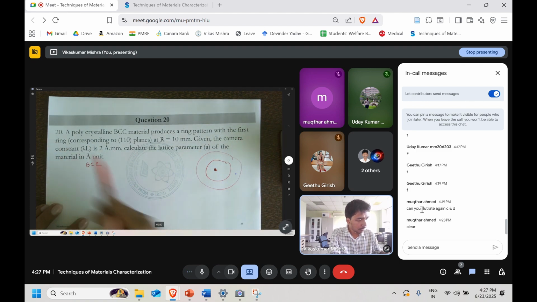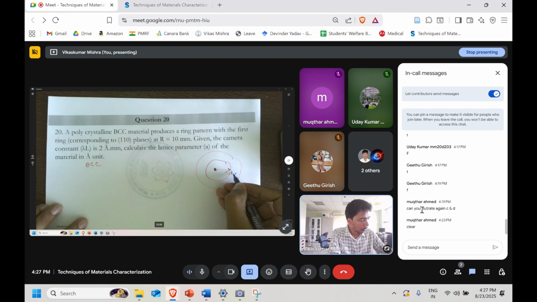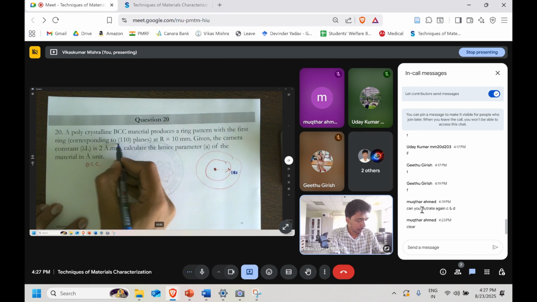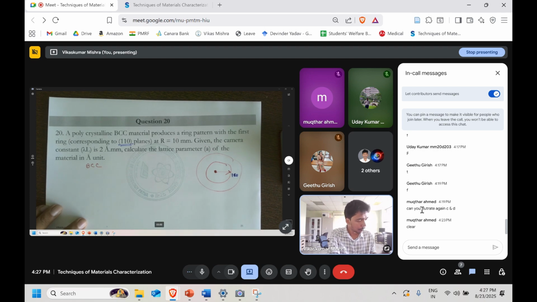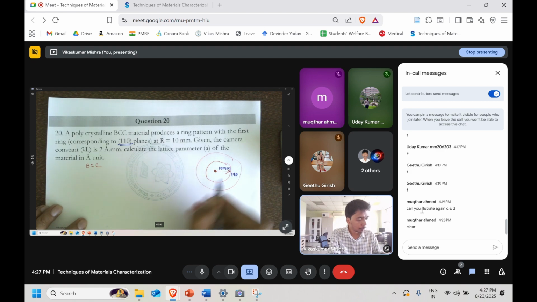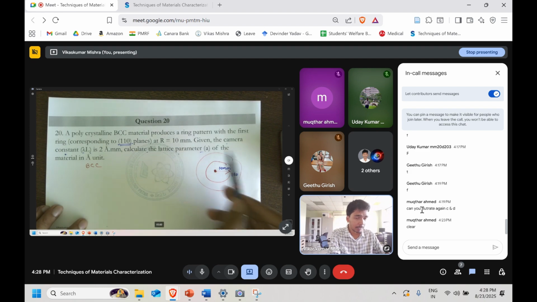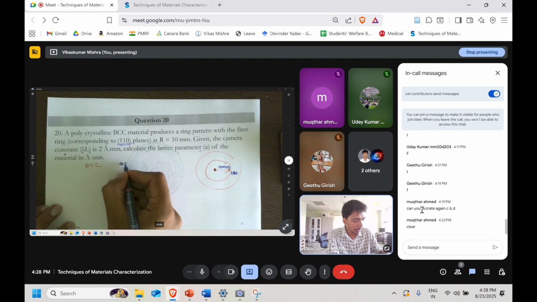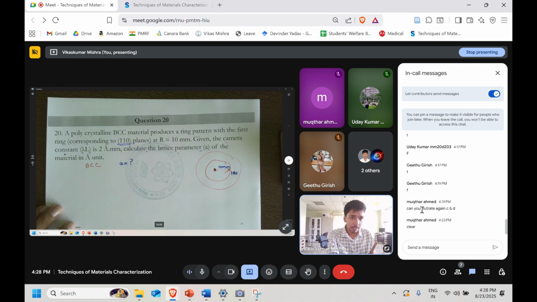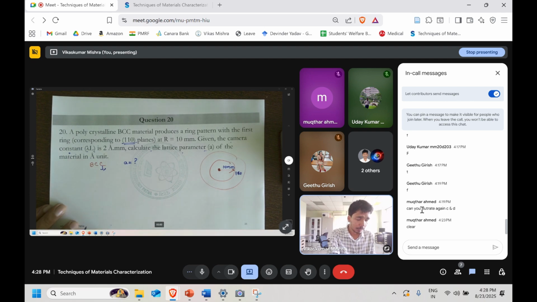The first ring is this one, corresponding to the plane 110. It is given as 110, where R is given, R is 10 mm. Given the camera constant lambda L, calculate the lattice parameter of the material. We want to find the lattice parameter, that is a, which is missing. There will be only one lattice parameter because it's a cubic, BCC cubic, right?